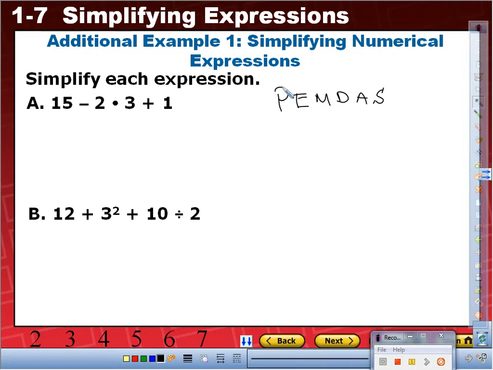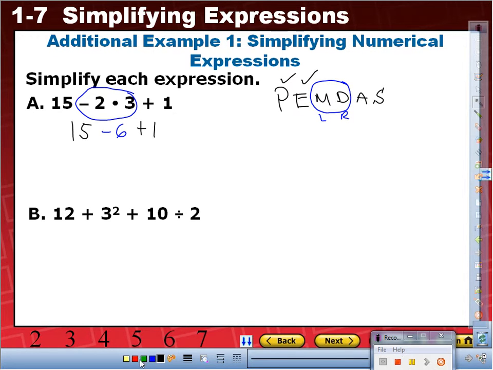Do I have any parentheses or grouping symbols? No. Do I have any exponents? No. So next, I'm going to circle with blue so I won't forget, multiplication and division. Do I have any multiplication and division? Yes, so I'm going to work my way from left to right. So let's see. Here's multiplication. What is negative 2 times 3? Negative 6. And I bring the rest down: 15 and the plus 1.